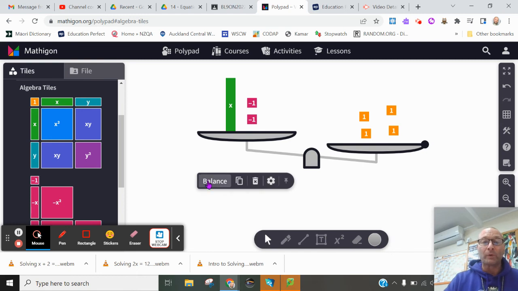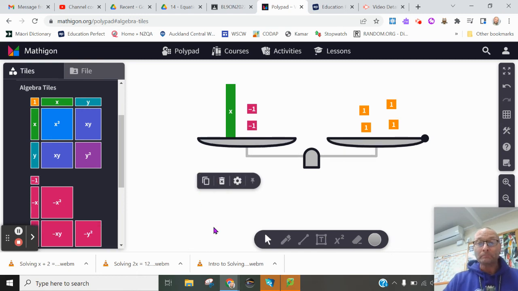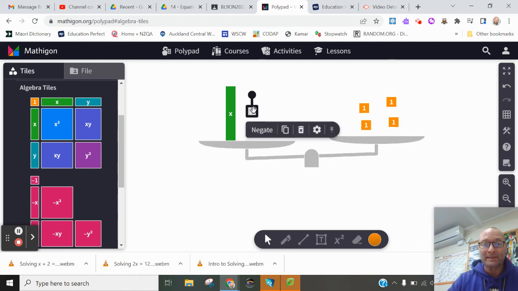And since it's equals, we can balance that out. Okay, now we want to solve this. We want to get the x all by itself. And one thing that we've learned is that a negative 1 will be canceled out by a positive 1. So we're going to go ahead and add a positive 1 to cancel that.